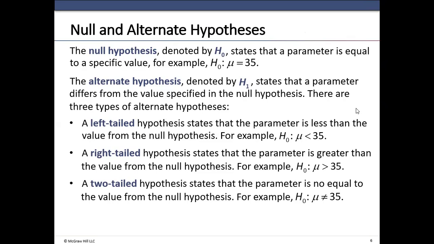If it is greater than, it's right-tailed. If it is less than, it's left-tailed. Since we do not know for sure whether it is greater than 35 or less than 35, the safe way to state that is not equal to 35, and then it becomes a two-tailed test.